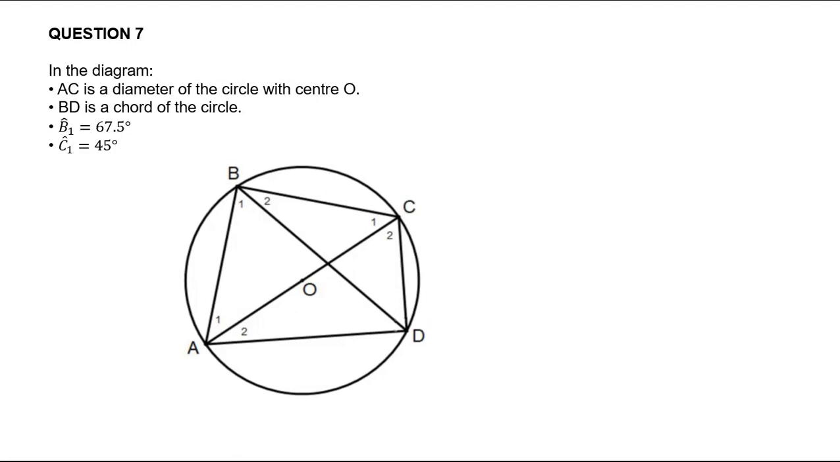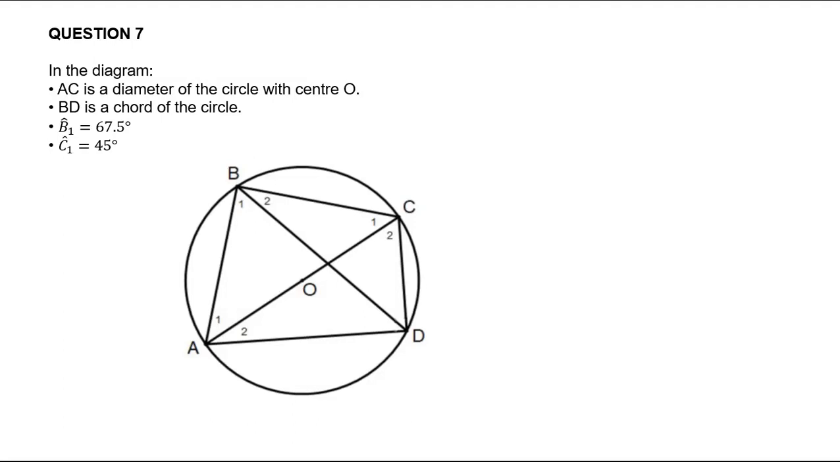Let us do question 7. In the diagram, we have AC is the diameter of the circle with the center O. Note that AC is a chord, just like any other chord, but what makes it special is that it passes through center O. And the fact that it passes through center O, that makes it a diameter.